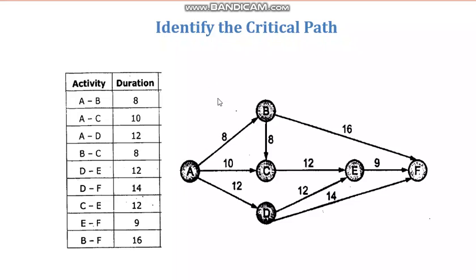Now the question is, identify the critical path. What do you have? You have the nodes, that means those events, and you have the durations of the activities. Now let us see how we can do it. Now you come to the next slide.